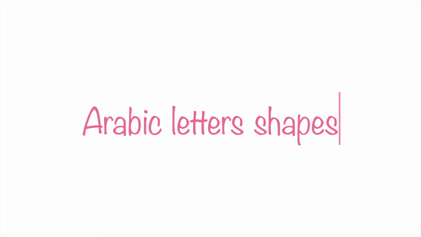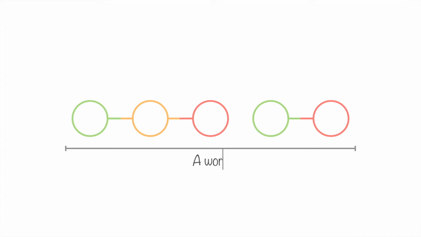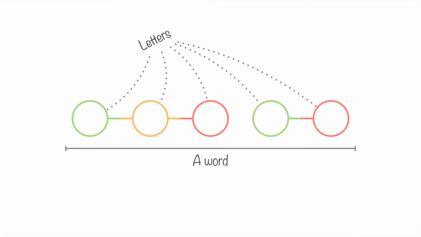Hello, let's talk about Arabic letter shapes. So, in the beginning, don't forget that in Arabic we write and read from right to left. Let's consider this is an Arabic word and each circle here is a letter. So, in general, Arabic letters are connected in words. Although there are some exceptions, as the second circle here which is not connected to the next letter, and we are talking about that later in this video.